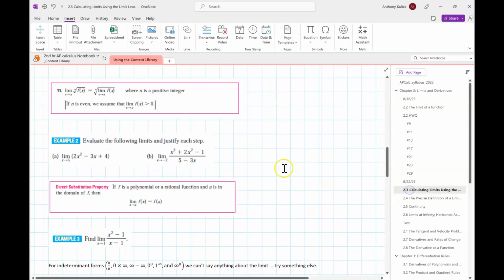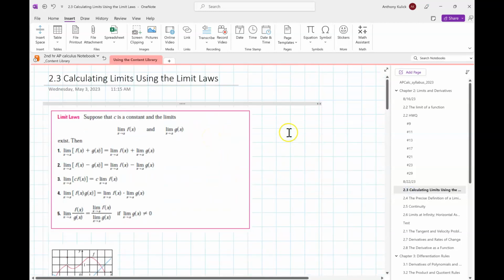That's going to change as we transition into section 2.3, because what eventually we'd like to be able to do is not have to rely on our graphing calculator to do these limits. We'd like to be able to do them algebraically, ideally with no calculator at all. So that's what we're going to start building towards in section 2.3. So we're going to start by stating a few properties for limits.